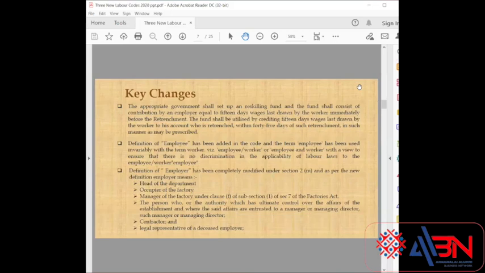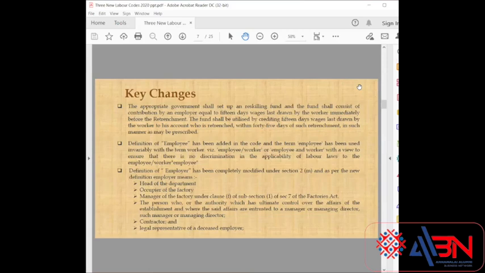It has also been put in that there should be a reskilling fund that will be set up by the appropriate government, be it central or be it the state. And this reskilling fund is for those people who have been retrenched, or who could with that fund get trained and be employable. So the definition of employee has also been extended.